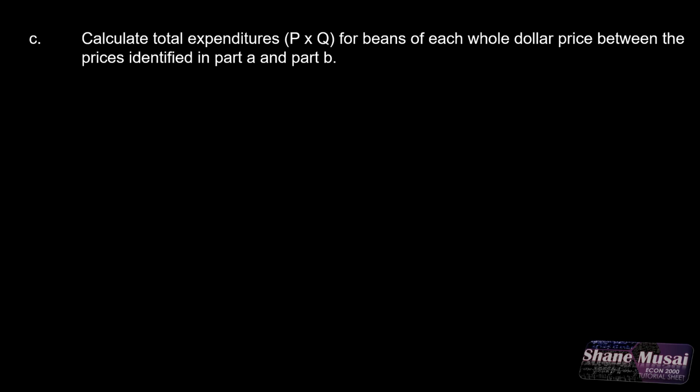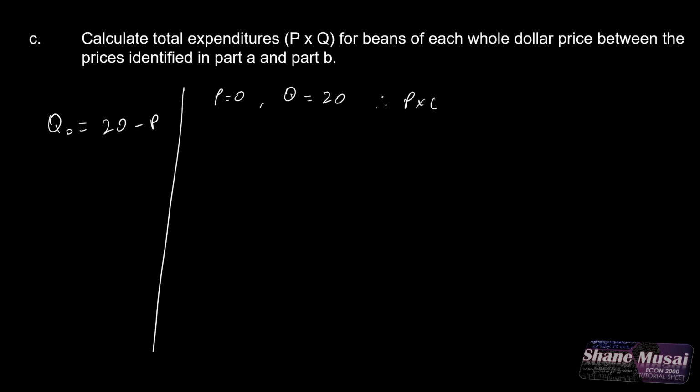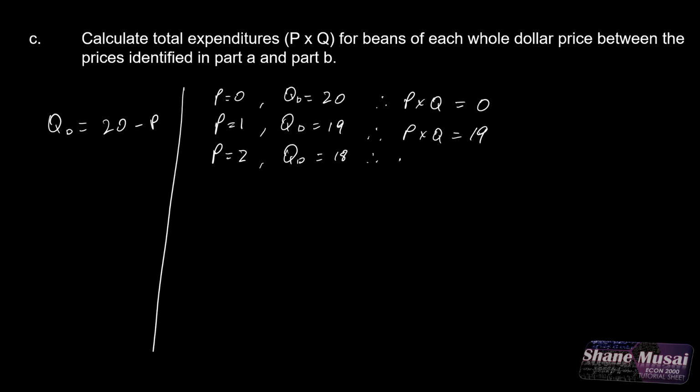And we will do so using this equation, where we know the quantity demanded is given by 20 minus P. So let's start. When price is equal to 0, we saw that the quantity demanded is equal to 20. Therefore, your price times quantity, which is your total expenditure, is equal to 0, because 0 times 20 is 0. When your price is equal to 1, your quantity demanded is equal to 19. Therefore, your price times quantity is equal to 19. When your price is equal to 2, your quantity demanded is equal to 18. Therefore, price times quantity is equal to 36.